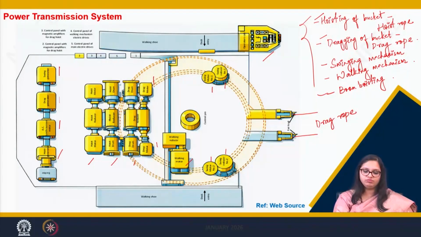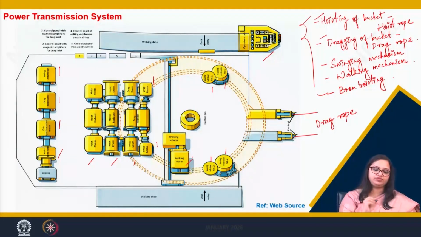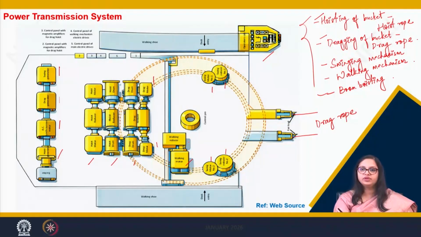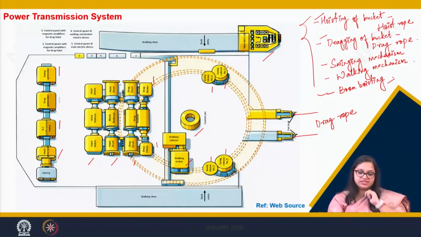This walking motor also takes the power from this AC synchronous motor and the generator that is housed at the back of the deck, and it helps in walking of the complete dragline. In between there is a control pin which helps in swinging of the superstructure that is housed over this. For boom hoisting as well, there are boom hoist drums which help in lifting and dropping of the dragline boom.